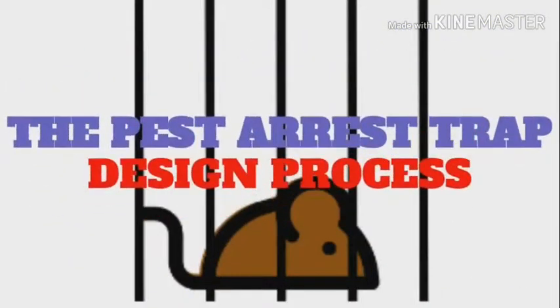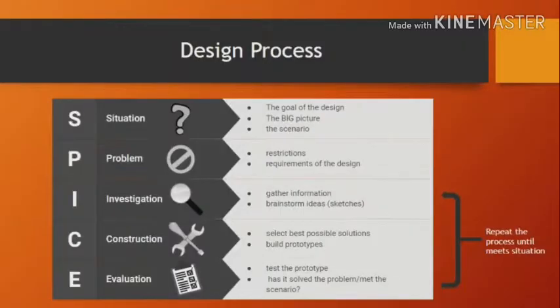The Pest Arrest Trap design process. The design process consists of 5 characters: S for situation, P for problem, I for investigation, C for construction, and E for evaluation.